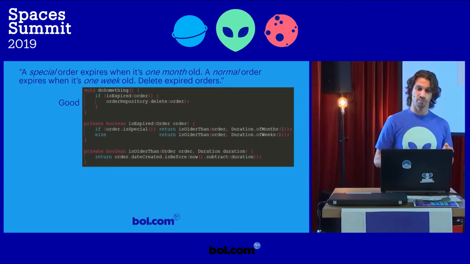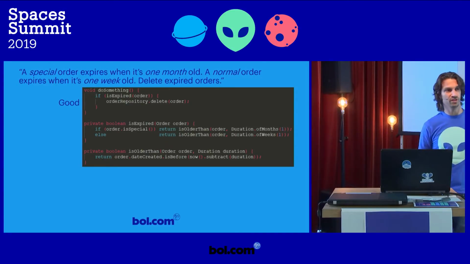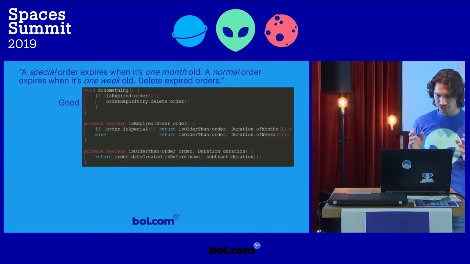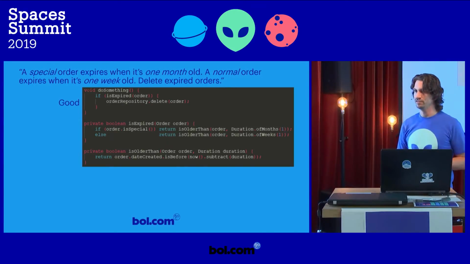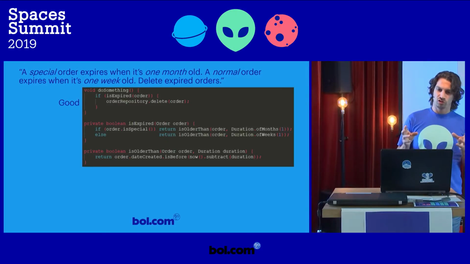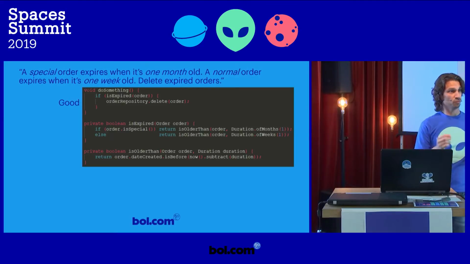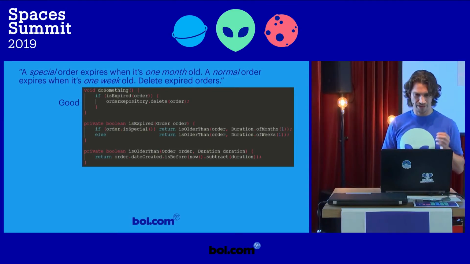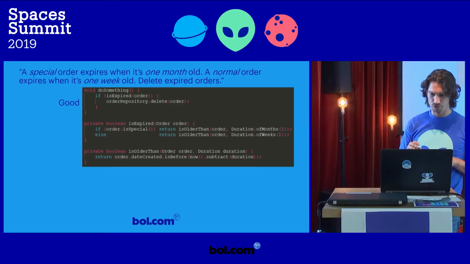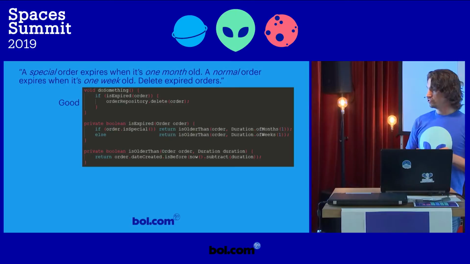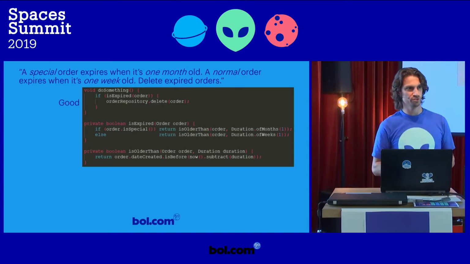Okay, and then I have a little helper method to determine if it's older than a certain period of time. Now, what I really like about this code is that it is quite close to the sentence that I've written above. It even uses some of the words that are written above. So the word expire is in there. The word old is in there. The word special, of course, is also in there. So hopefully, when somebody who doesn't know this code reads this code, they will be like, okay, well, this must be the business rule then, right?